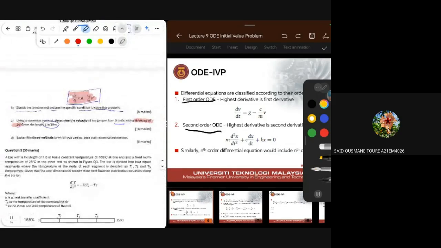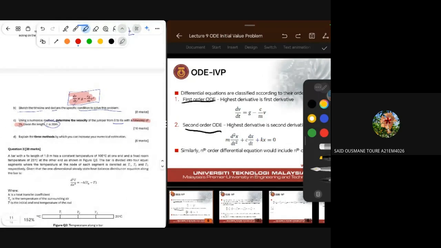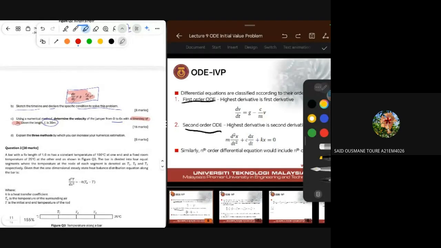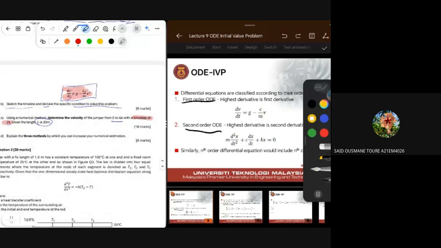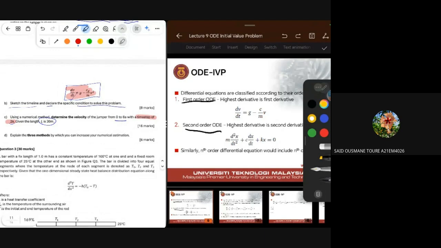So one thing here, I think they made a mistake. No, it's not here. It's for the next exercise. Okay, so here there's no mistake, basically no missing info. So here they say, using a numerical method, determine the velocity of the jumper.